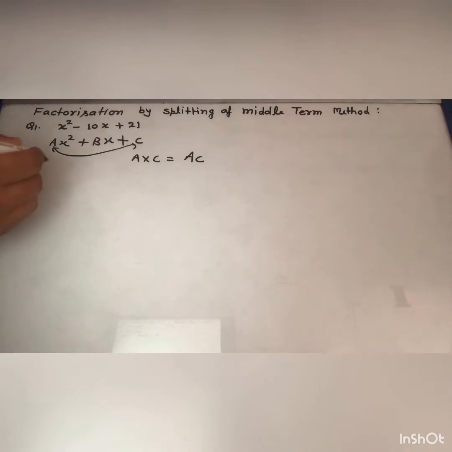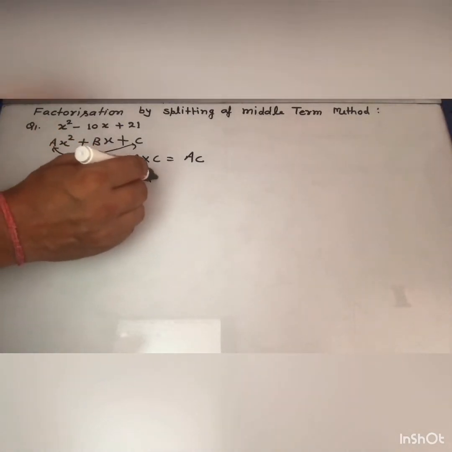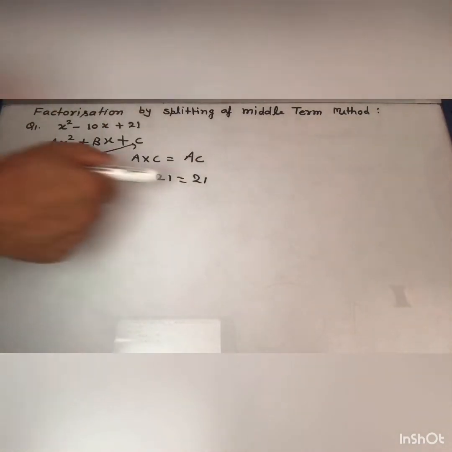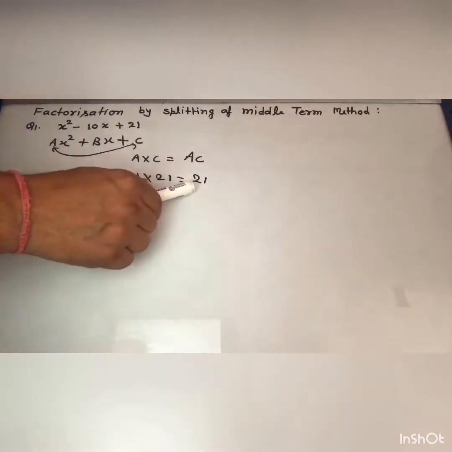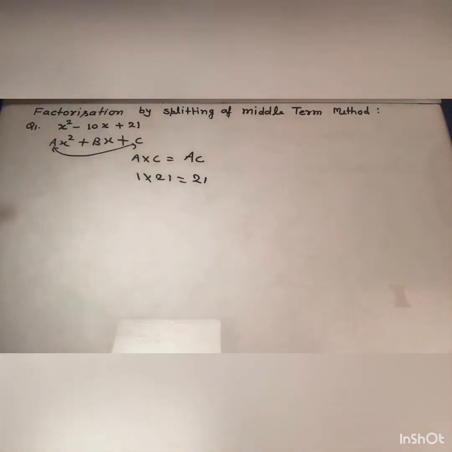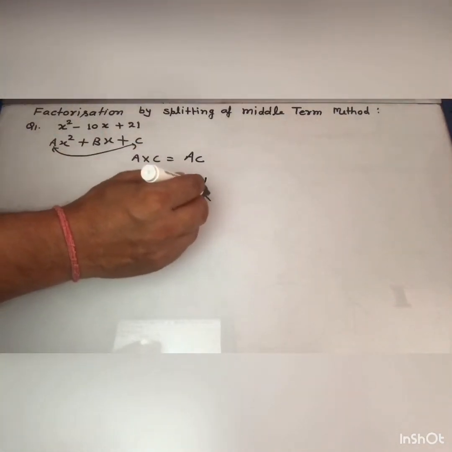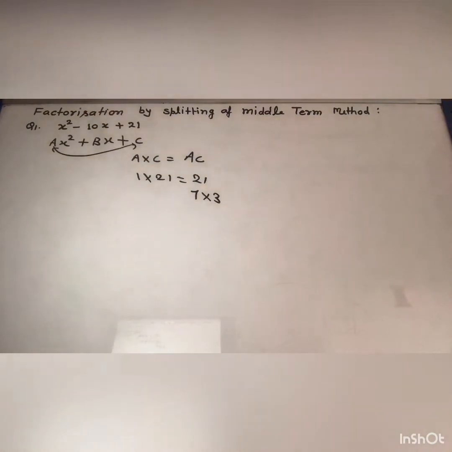So first of all we see the coefficient of x square in this question and 21. We multiply 1 and 21, so you will get 21. Now 21 is positive. Now you factorize this 21, you break it in two parts, and the sum of these two parts should be 10. So 7 threes are 21, otherwise 3 sevens are 21, and 7 plus 3 gives you 10.